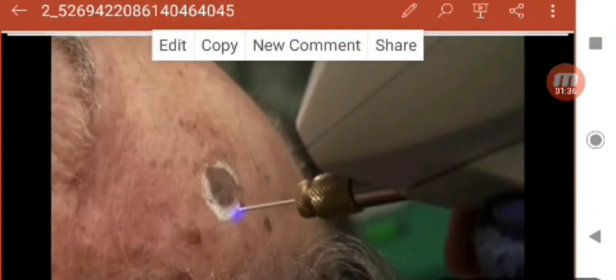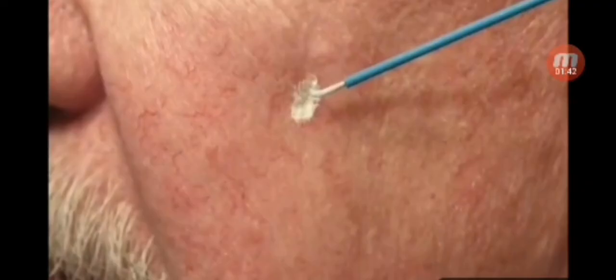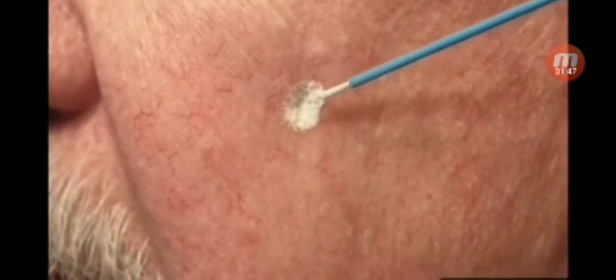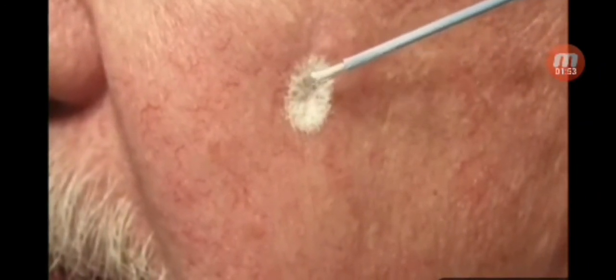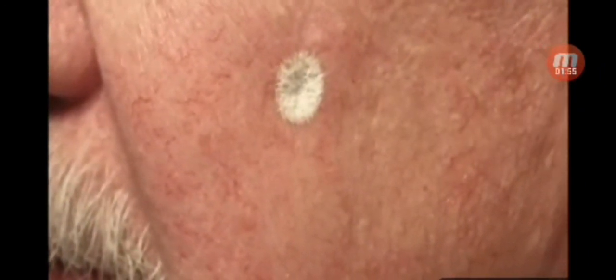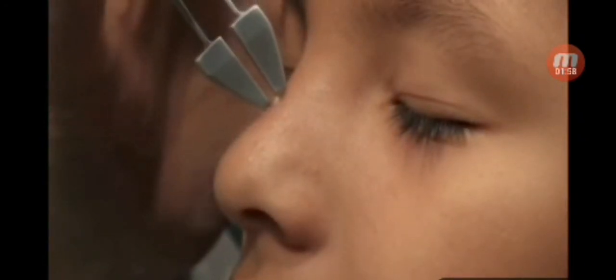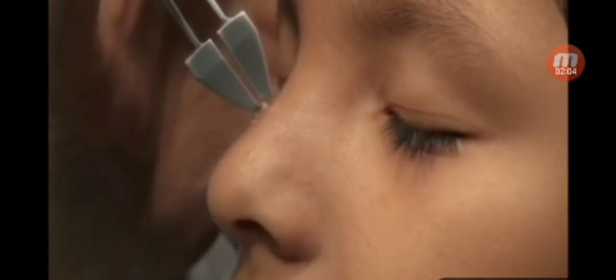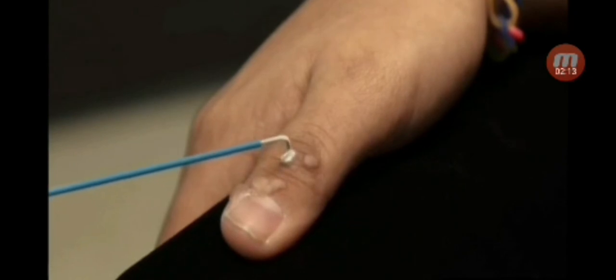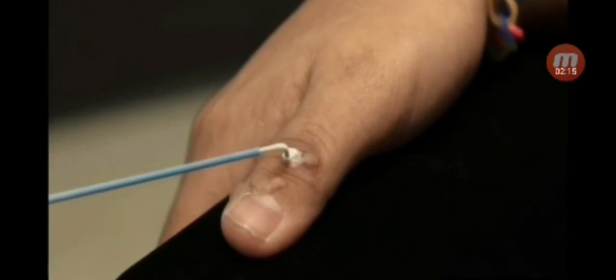Now we have the technique of cryosurgery. It's used in the treatment of many types of skin lesion. We use liquid nitrogen as a spray and cryo tweezer. And this is the cryo tweezer. This is a cryosurgery with liquid nitrogen on a common wart found on the girl's finger.